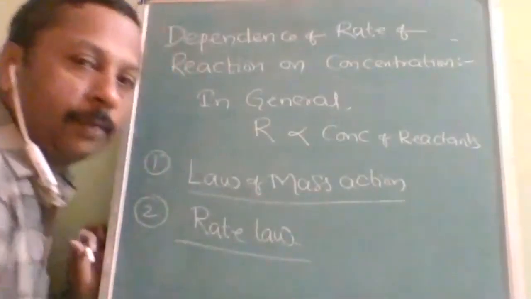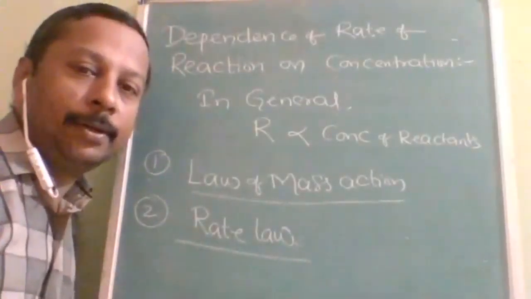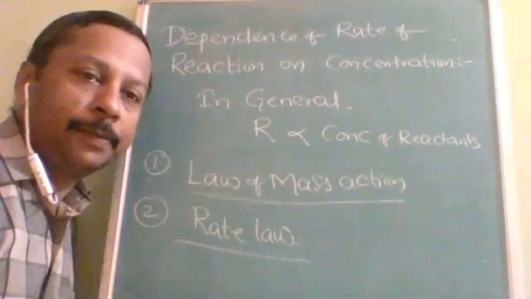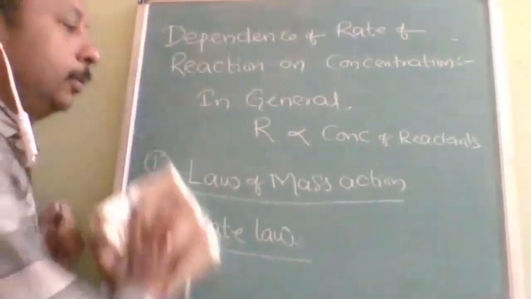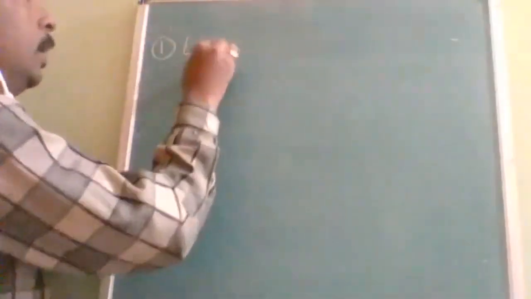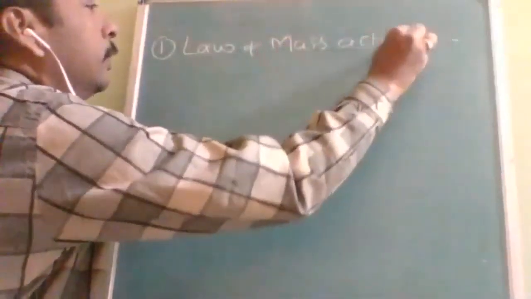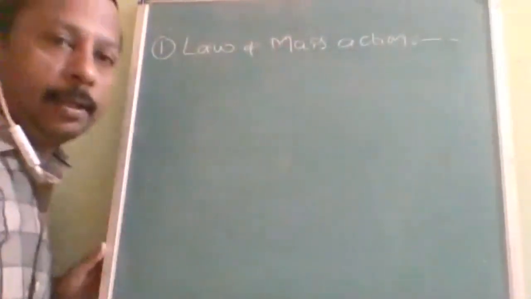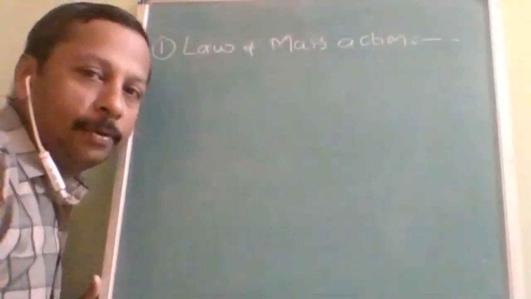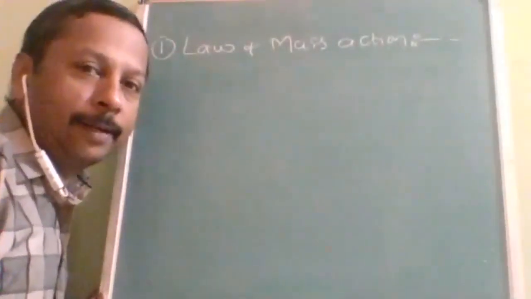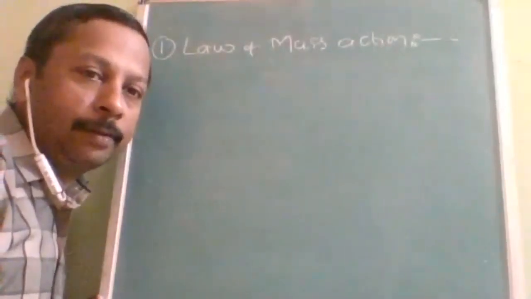First we are going to study the law of mass action. One by one we will complete both of them, and after that we are going to compare them. Let us start with the law of mass action. This was somewhat introduced in 11th class in chemical equilibrium. If you don't remember, don't worry. We are going to discuss every topic from the basics to the advanced level. That is the advantage of this class.